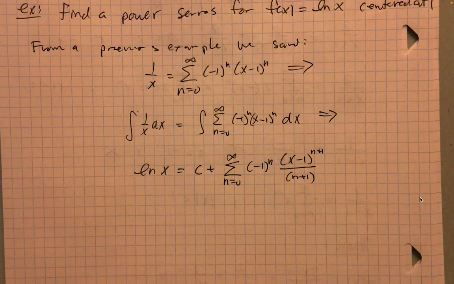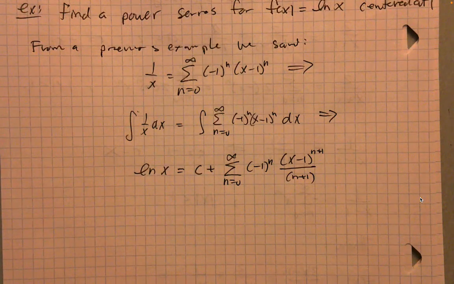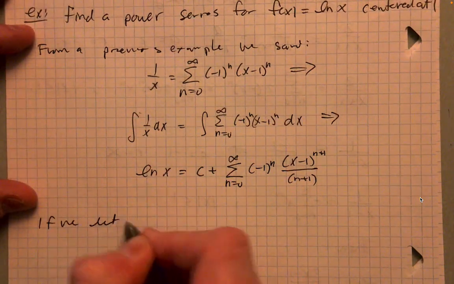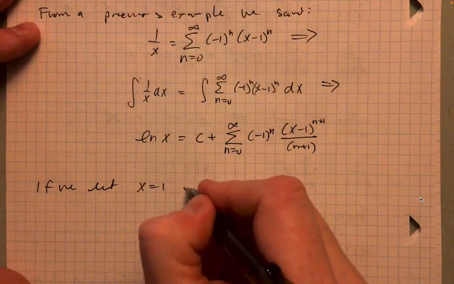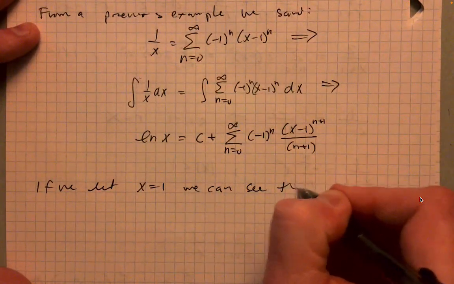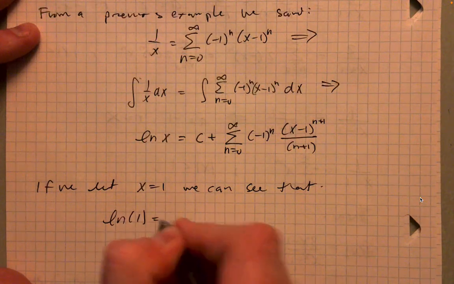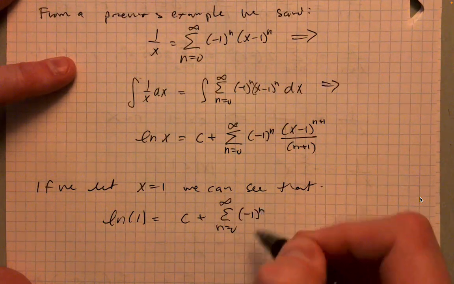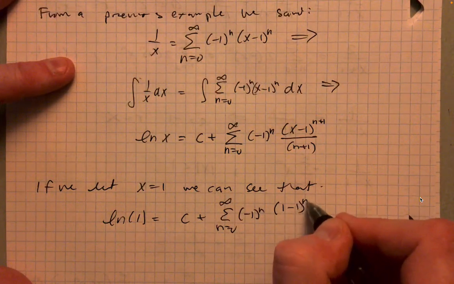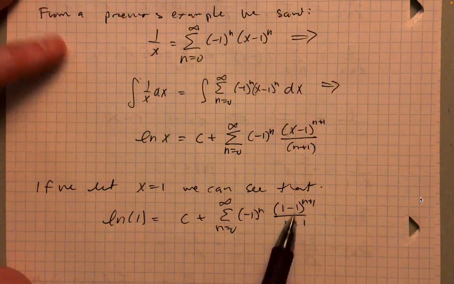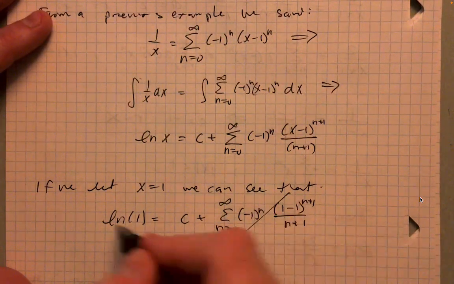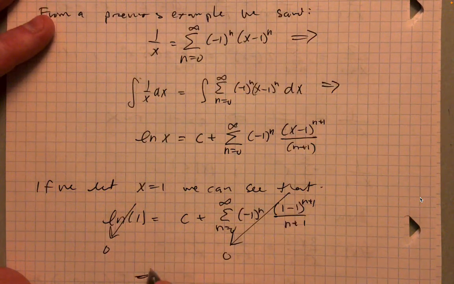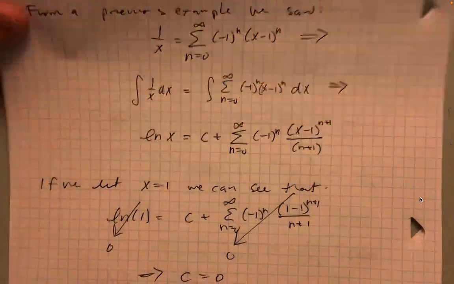Okay, and so notice that if we let x equal 1, we can conclude that c must be equal to 0. So if we let x equal 1, we can see that the natural log of 1 is equal to c plus the sum from n equals 0 up to infinity of negative 1 to the n, and then here's where you get it, 1 minus 1 to the n plus 1 over n plus 1. So these are all 0. And so that shows you that c is equal to 0.